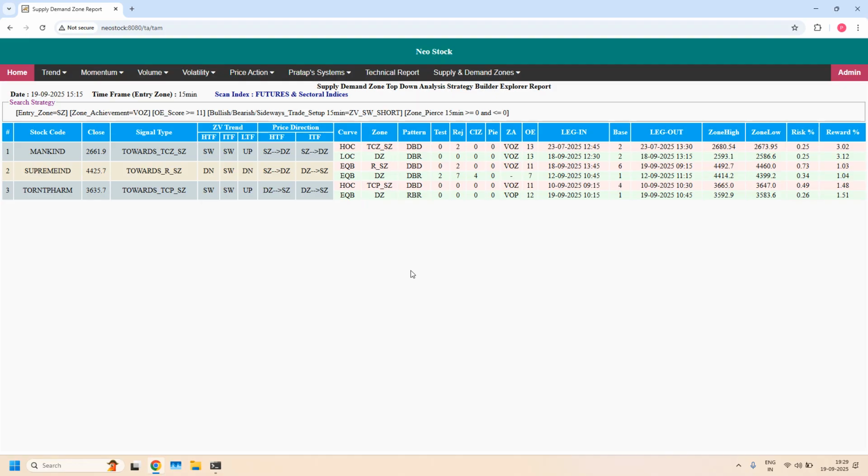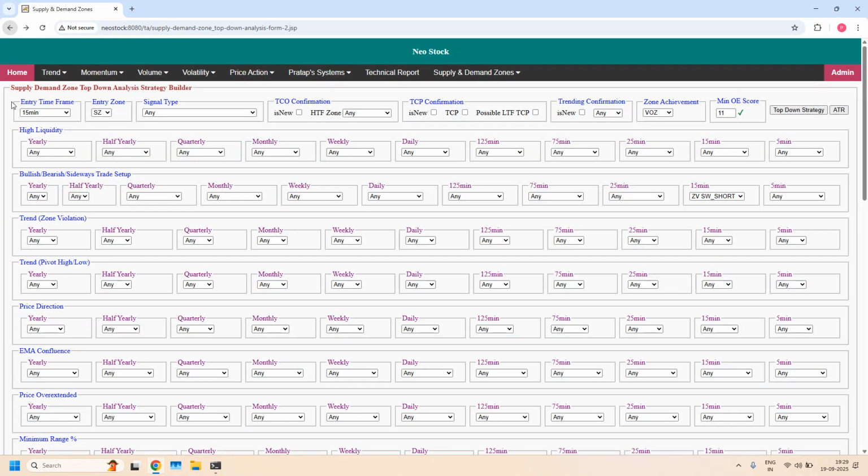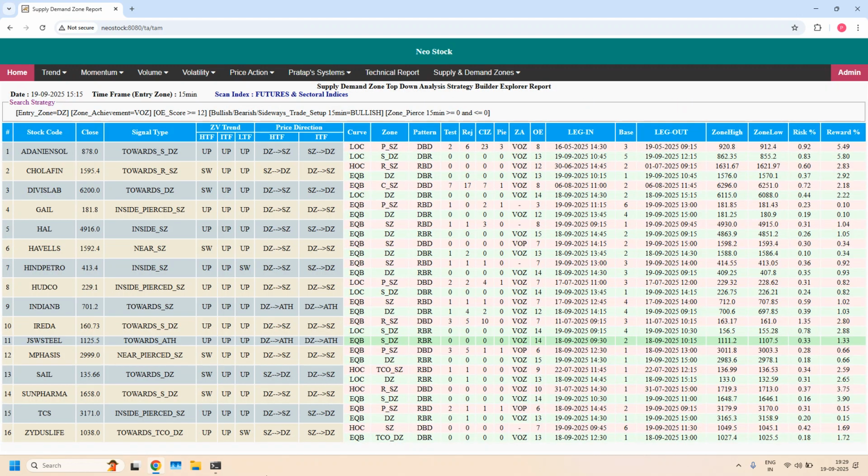Okay, next let us generate bullish trade setup for daily income trade. The change is 15 minutes demand zone here, bullish, and minimum odd enhancer score 12. Let's filter. So we got 16 stocks supporting bullish trade setup for daily income trade, and entry time frame zones are 15 minutes demand zones. So total we got 16 stocks.